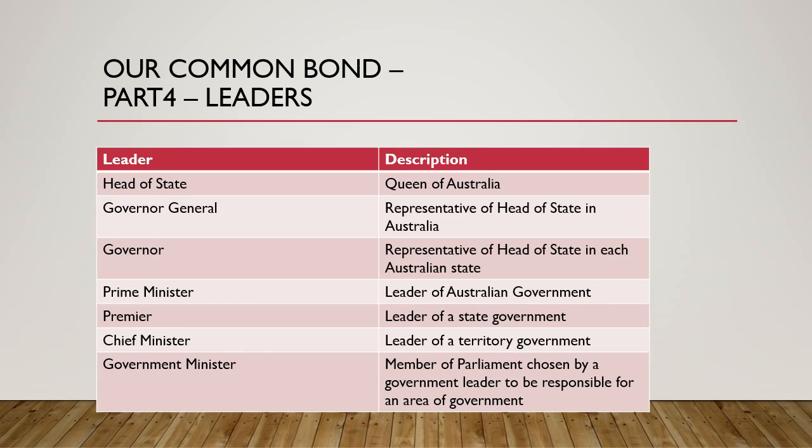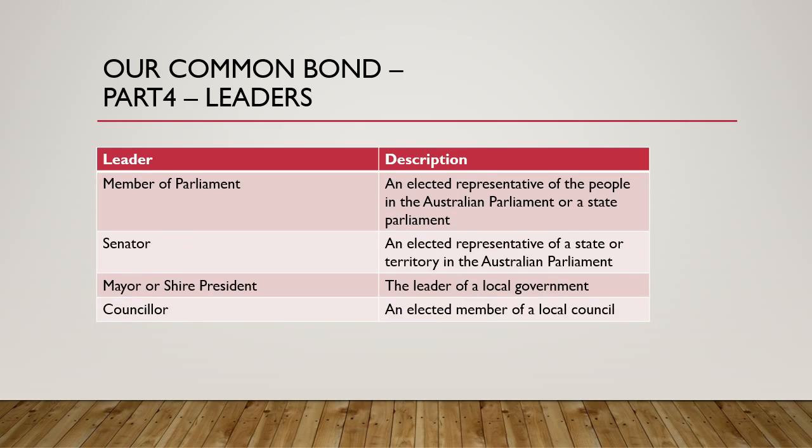In Australia, you can see the leadership types. The head of state is the Queen of Australia. The Governor General is the representative of the head of state in Australia. The Governor is the representative of the head of state in each Australian state. The Prime Minister is the leader of the Australian government. The Premier is the leader of a state government. The Chief Minister is the leader of a territory government. A government minister is a member of parliament chosen by the government leader to be responsible for an area of government. A Member of Parliament is an elected representative of the people in the Australian Parliament. A Senator is an elected representative of a state or territory in the Australian Parliament. A Mayor or Shire President is the leader of a local government, and a councillor is an elected member of a local council.